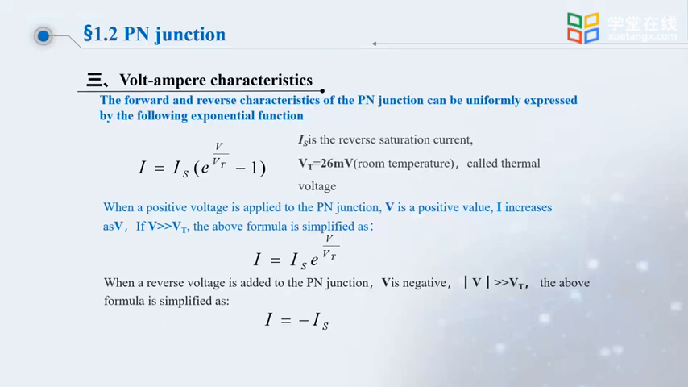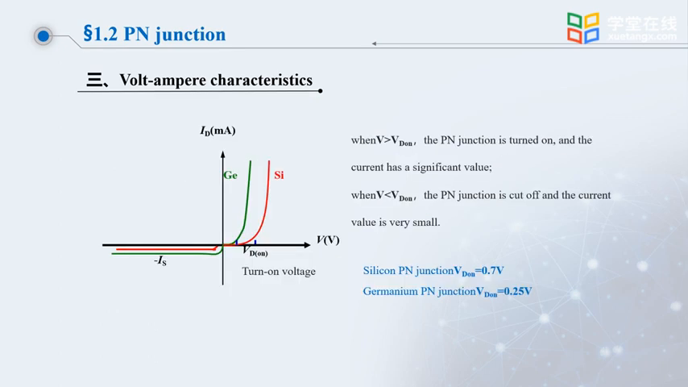When a reverse voltage is applied to the PN junction, that is, V is negative, if the absolute value of V is much greater than Vt, the above formula can be simplified to I equals negative Is, because e to the power of V over Vt is approximately 0. The content in brackets is approximately -1. So I is approximately equal to -Is, which is its volt-ampere characteristic expressed by formula. We can also use the volt-ampere characteristic curve to describe it. Take a diode made of silicon as an example. Its volt-ampere characteristics can be seen from the picture.